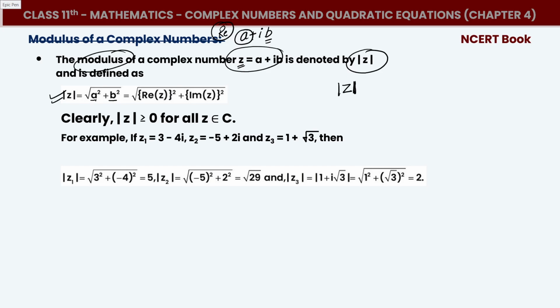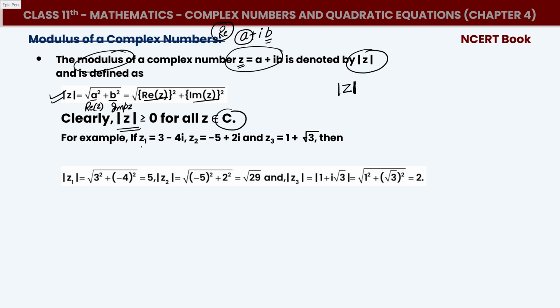I already told you what a is: it is the real part of z, and b is the imaginary part of z, meaning of our complex number. So if you take the squares, add them, and take the under root of that, it is the modulus. We represent this as under root of a square plus b square: real part of z whole square plus imaginary part of z whole square, under the root. Now, as this is under root, we say clearly modulus of z is greater than or equal to 0 for all z belongs to C. What is this C? C is the set of complex numbers, right?